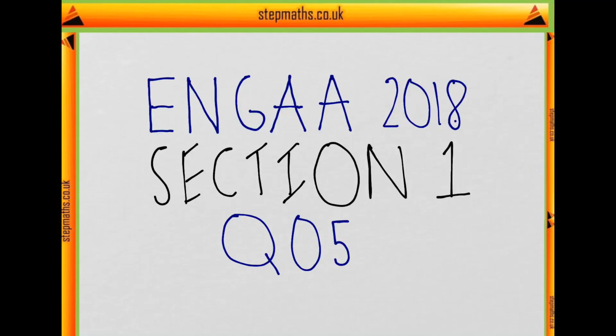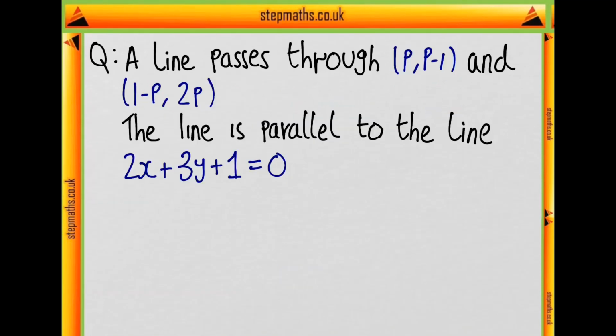This is question 5 from section 1 of the 2018 ENGAA paper. In this question, we're given a line and told it passes through the points (p, p minus 1) and (1 minus p, 2p), where p is some parameter. And we're told the line is parallel to the line given by the equation 2x plus 3y plus 1 equals 0. What we're asked to do is find p.